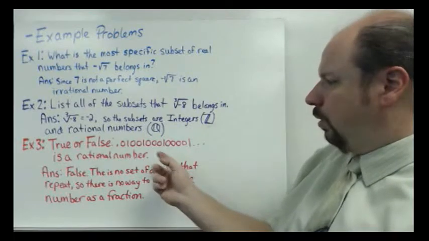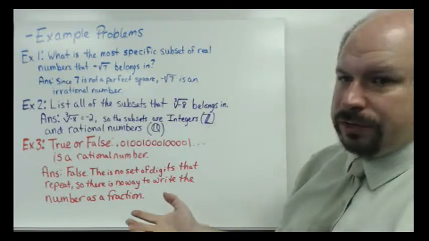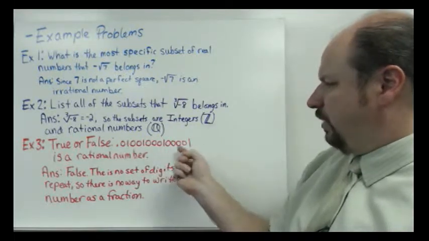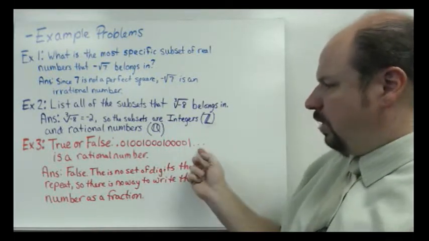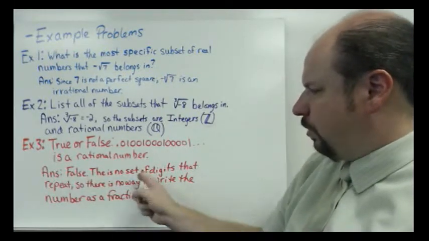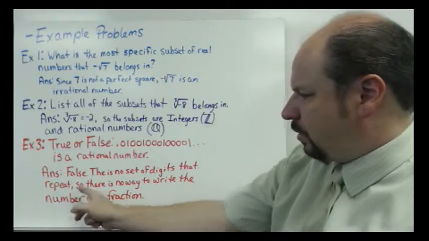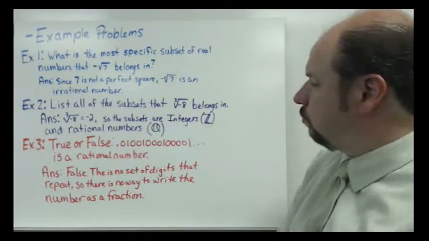Well, remember, in order to be a rational number, we have to be able to write it as a fraction. And so if we continue this pattern, it is constantly changing. So we could not write this as a fraction at all. So the answer would be false. There is no set of digits that repeat, so there is no way to write the number as a fraction.